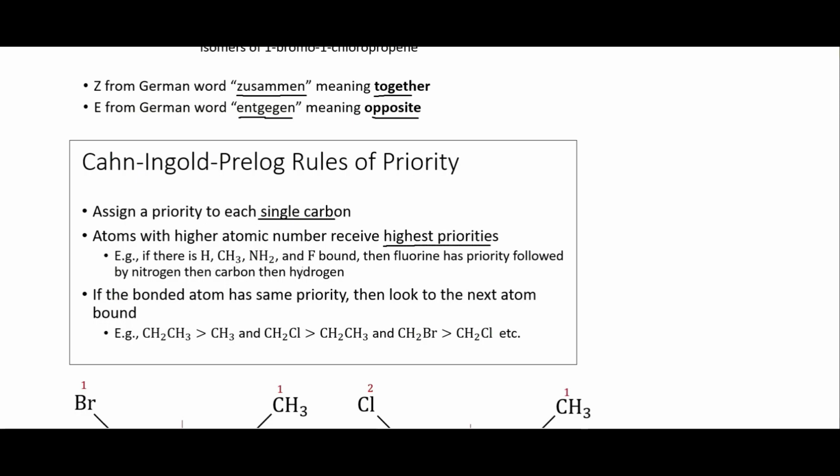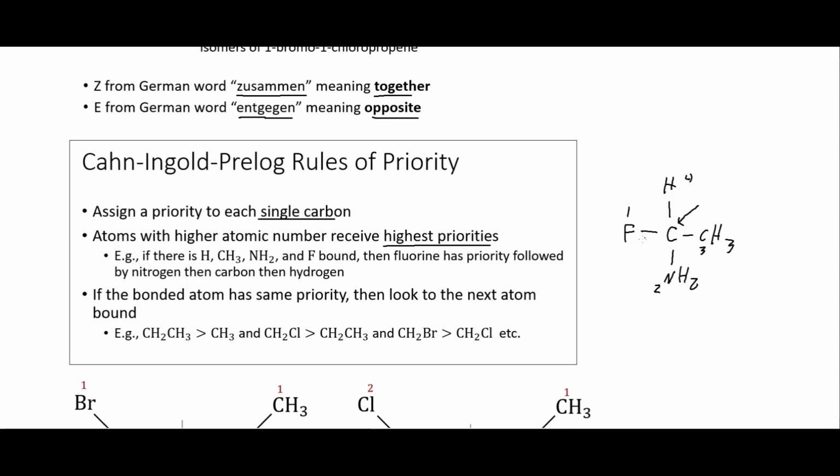So for instance, say we have a carbon here and we have a hydrogen, we have a CH3, we have an NH2, and we have an F. So that should be an uppercase F. So this is going to be our highest priority, then this will be our second, third, and fourth. And as we'll see in later videos when we're talking about the 3D structure of this, this is very important for this as what's called a chiral center, but we won't get into that.